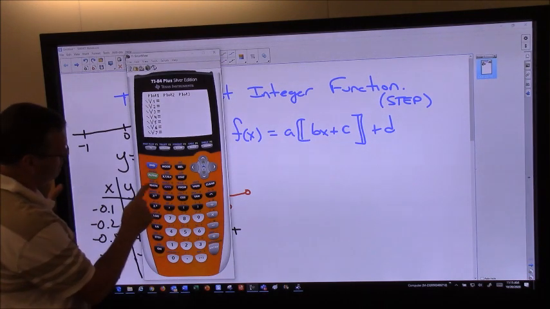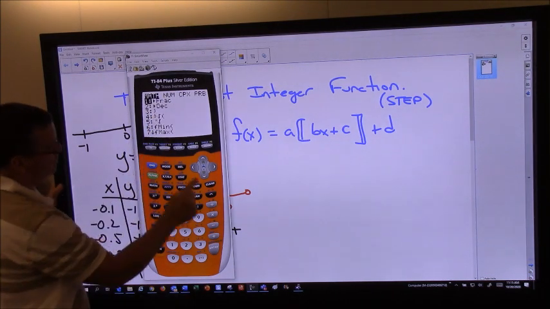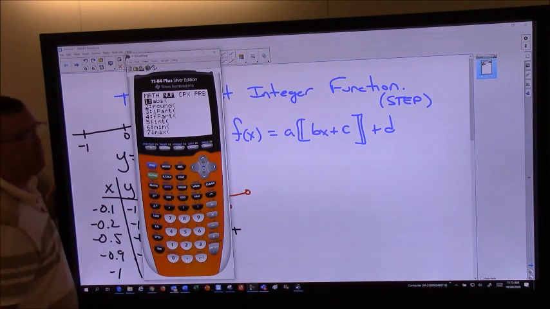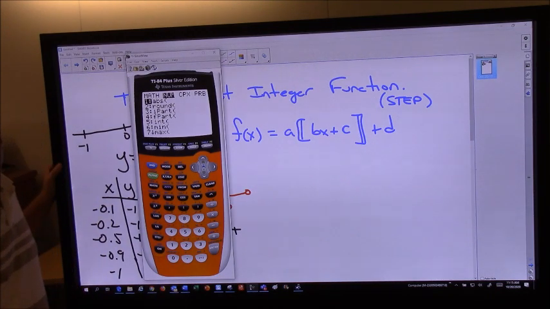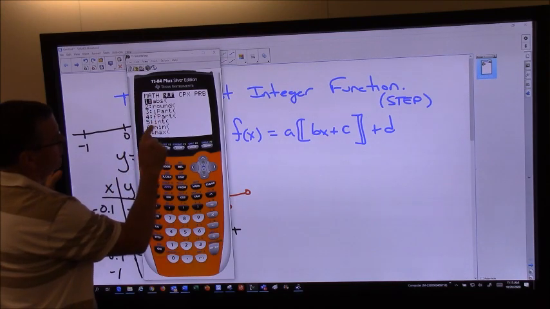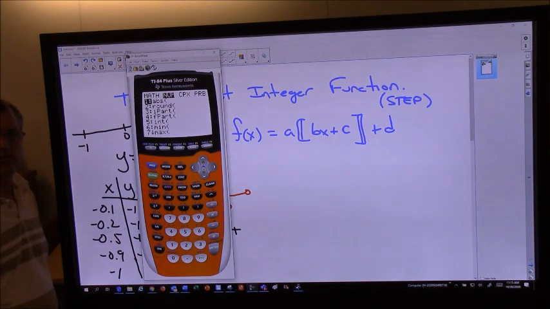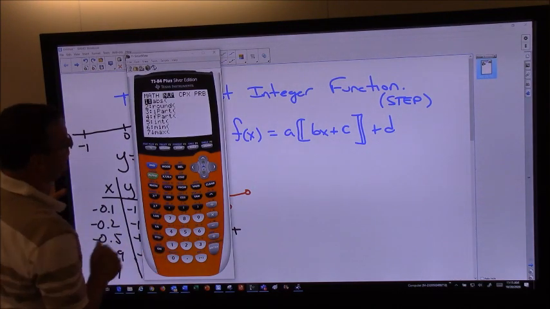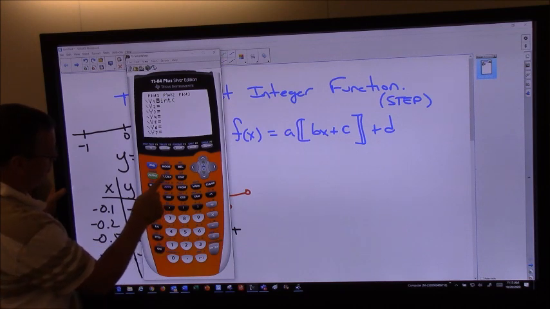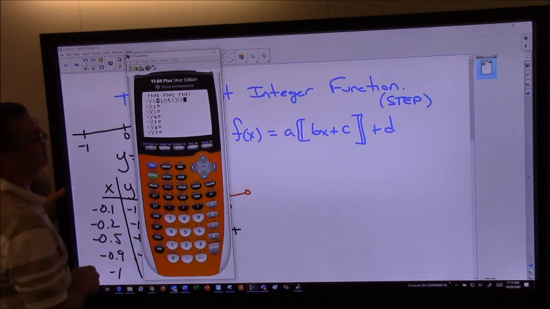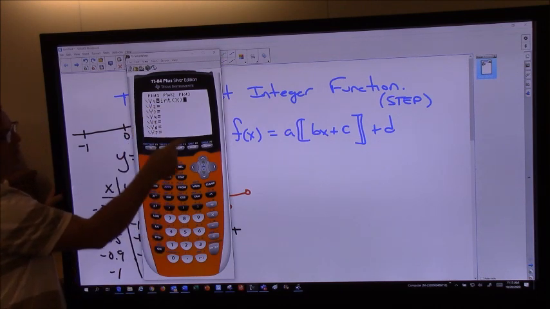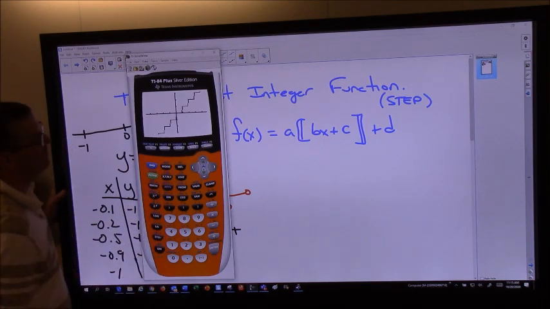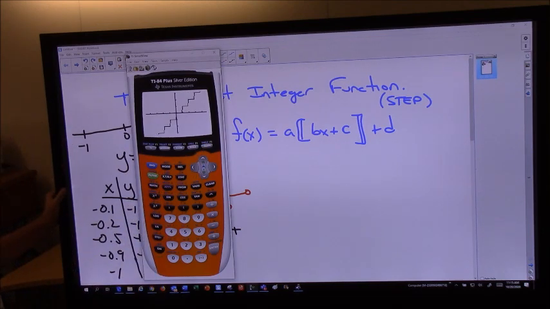And so if I hit this math menu and I go over to the num menu, num stands for number. We've got different types of numbers. We've got absolute value. If you look at option 5 here, we've got the integer, which means the greatest integer function. Okay, that's how they abbreviated it here. So I'm going to hit option 5, and I'll put an X in there. And this is how I would graph the parent function for our greatest integer function.